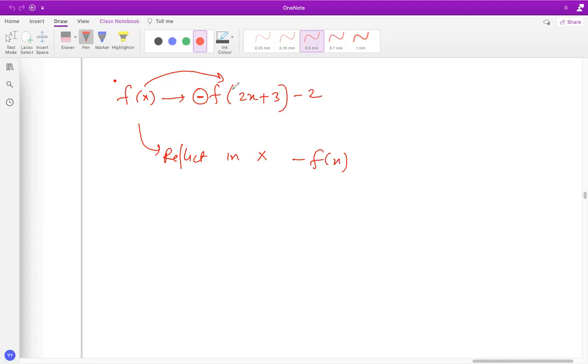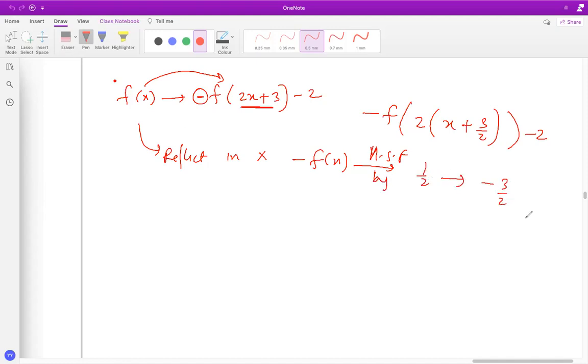Then you be extra careful here. There are multiple ways you could get these transformations, but here I prefer to make the first two common so that you get an exact idea how much movement to the left or right is happening. So after this, what I do is the horizontal stretch factor by 1/2, and then move 3 by 2 units to the left, and then move 2 units down.